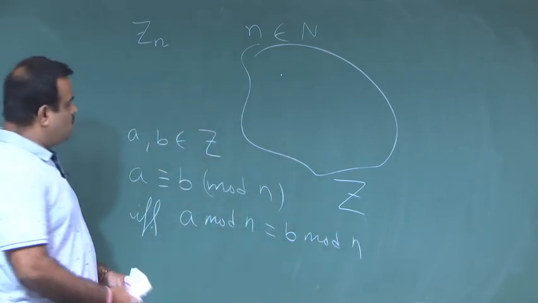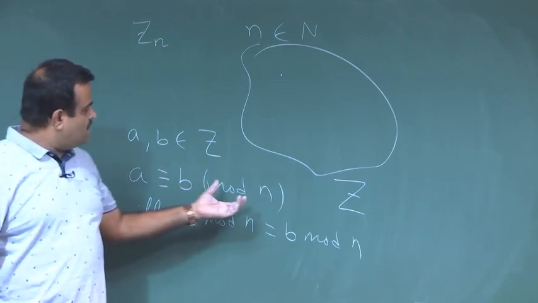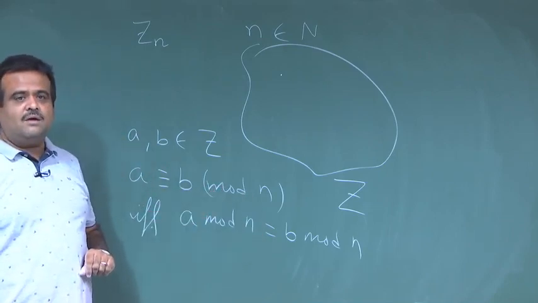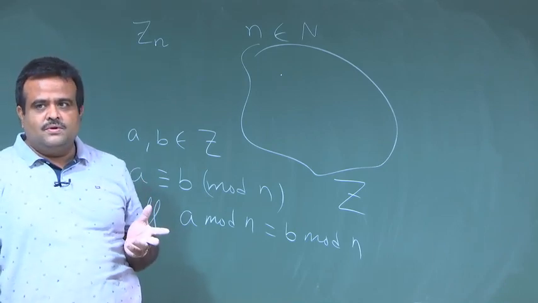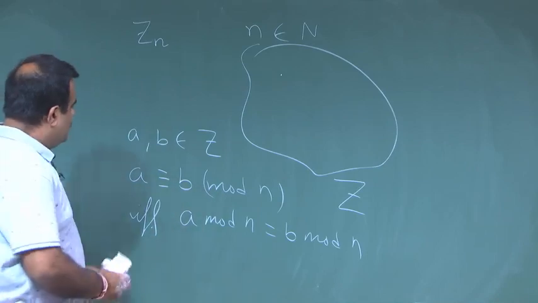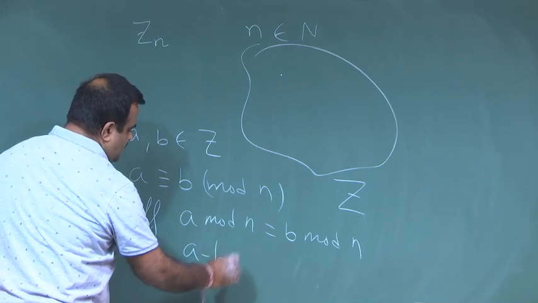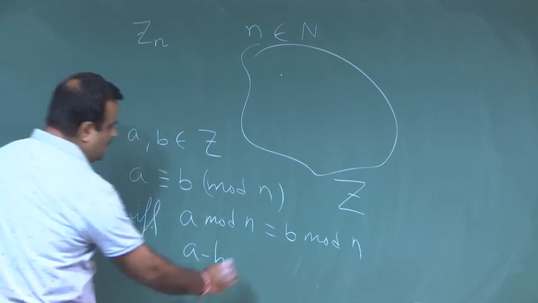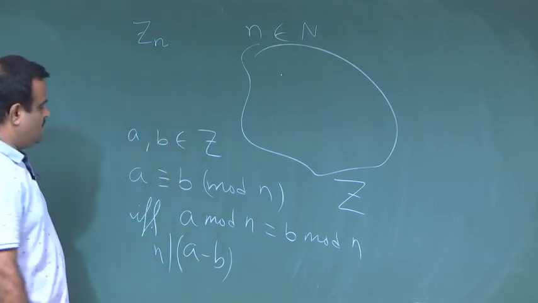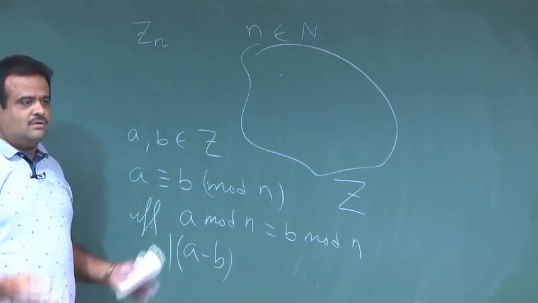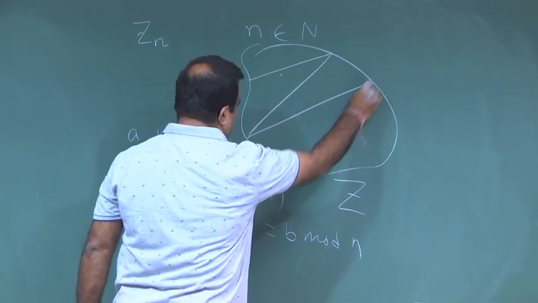So, that means we take two integers and try to divide them both by n. Now, if they give us the same residue, then they are in the same class. So, that means A minus B is divisible by n, so n divides A minus B. So, that is the idea. Then they are in the same class, and that class will be our Zn basically.